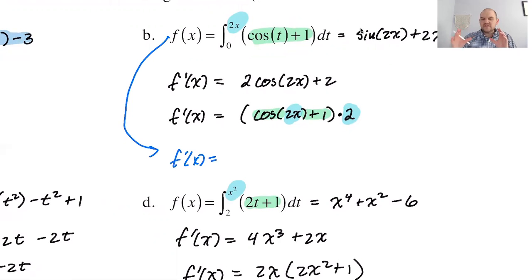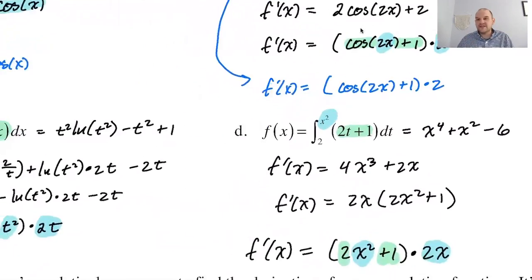Here, if I wanted to find the derivative using the second fundamental theorem, f prime of x, it's going to be cosine of t plus 1 with the upper bound subbed in. So if you sub in the upper bound, you're going to get cosine of t becomes 2x, plus 1 has no t's in it, so it doesn't matter, times the derivative of the upper bound. You're done. You never needed that antiderivative.